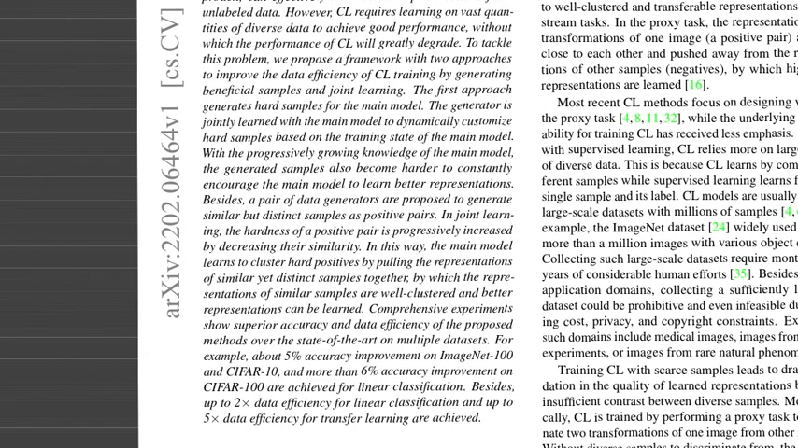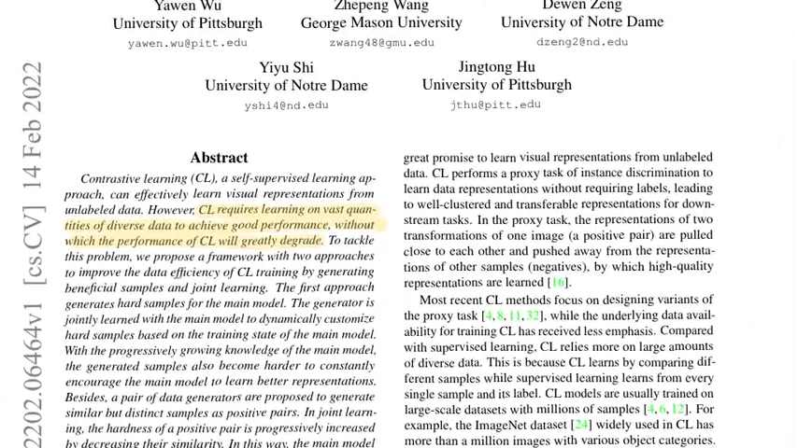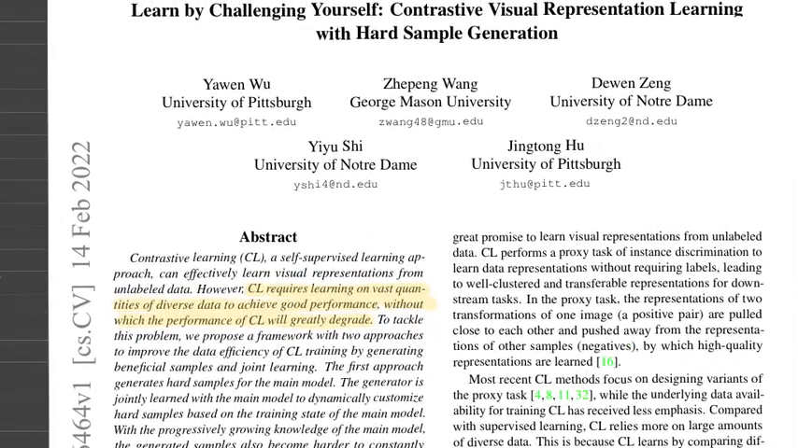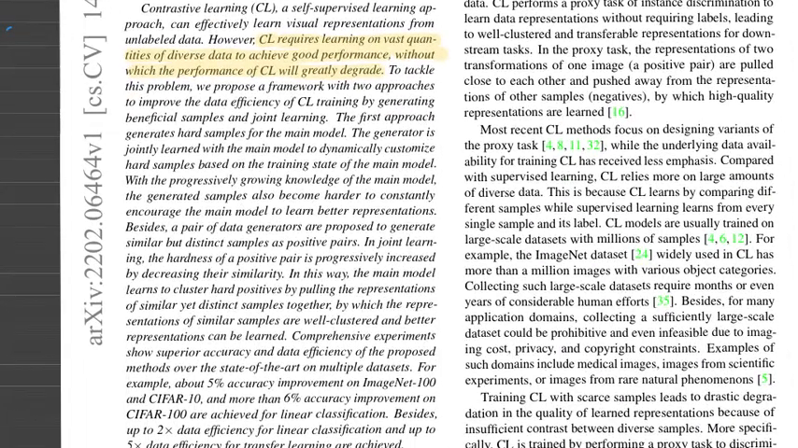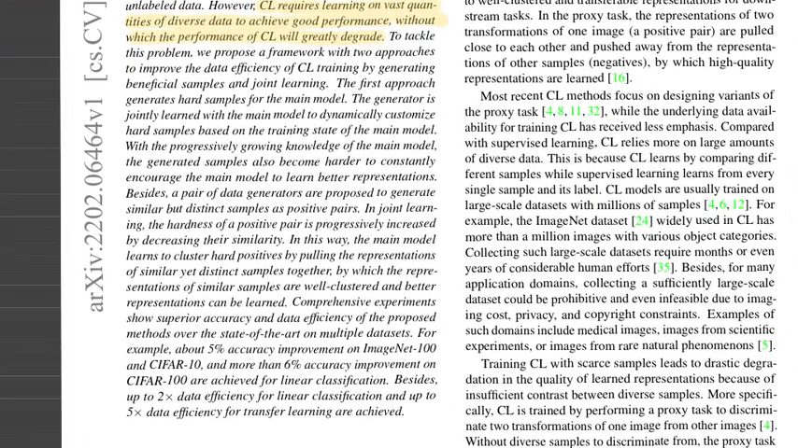The abstract starts by talking about the motivation of this work. CL, or contrastive learning, requires learning on vast quantities of diverse data to achieve good performance, without which the performance of CL will greatly degrade, which is kind of a redundant sentence here. As it is clear from the title of the paper, which has sample generation in it, this paper is mainly trying to address the problem of contrastive learning algorithms requiring large amounts of data in order to perform well.